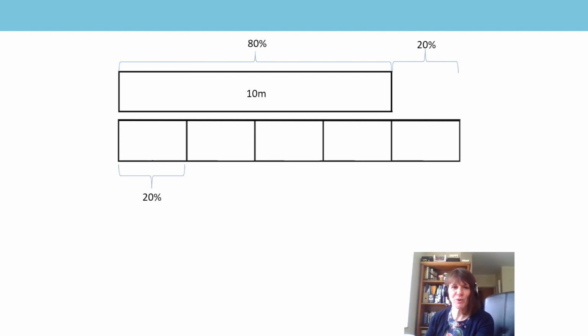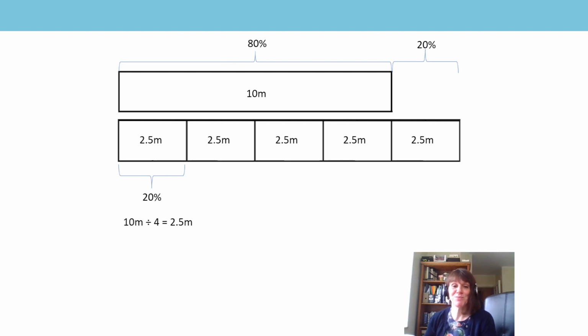20% of the original rope equals 10 divided by 4. And to divide by 4, I halve and halve again. So 10 meters, half of 10 meters equals 5 meters, and half of 5 meters equals 2.5 meters. And if I know 20%, I can just add that on to my 10 meters because here is 10 meters. And if I know that 20% of the original rope is 2.5, 10 add 2.5 equals 12.5. I wonder which way you did it.